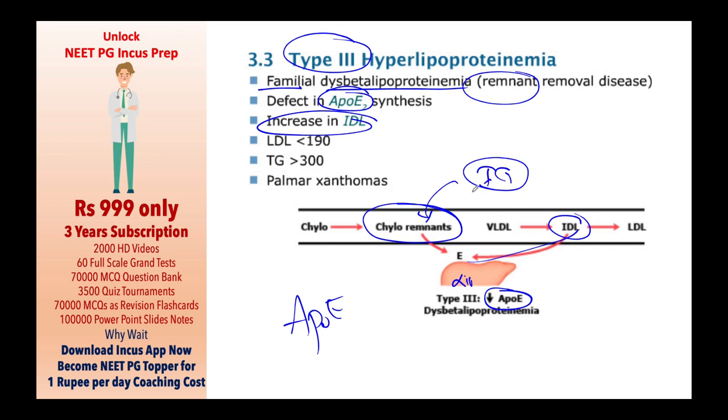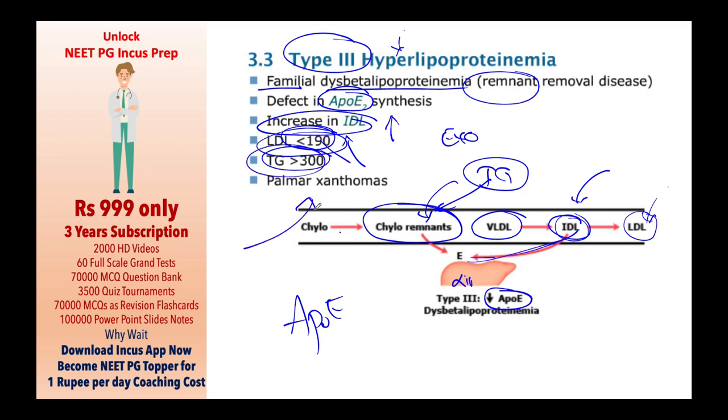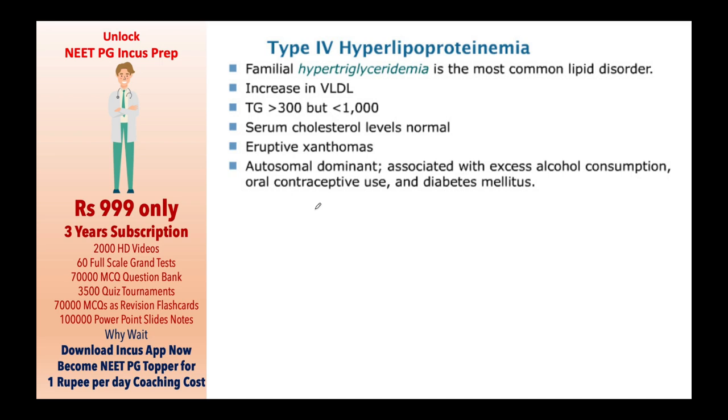Even IDL needs removal. Just like the major source of exogenous triglycerides is chylomicrons, endogenous triglycerides are mainly handled by VLDL. So that gets affected. There is an increase in IDL. And in these people, LDL is less than 190. That is very important to remember. Less than 190 in hyperlipoproteinemia type 3. But the triglycerides are more than 300, because IDL is not cleared. So there is an increase in IDL, decrease in LDL, and triglycerides are more than 300, and there are palmar xanthomas.